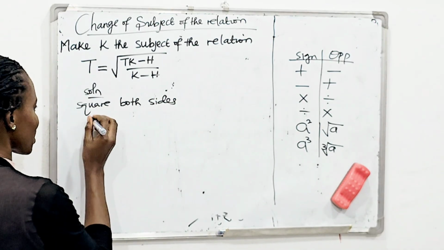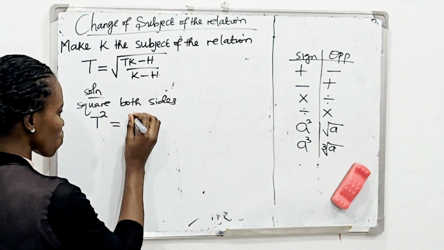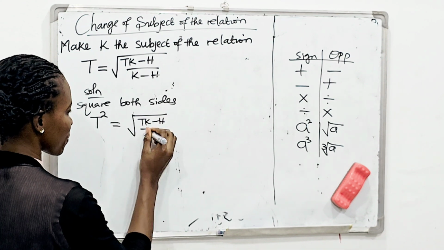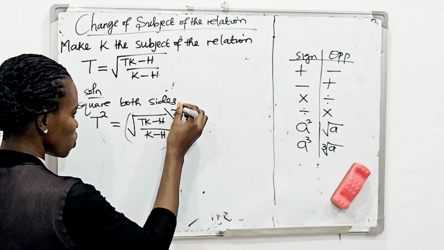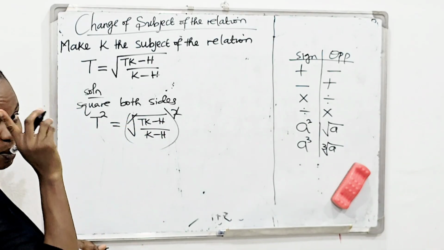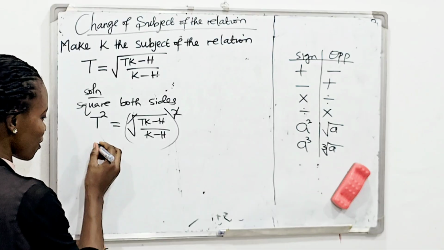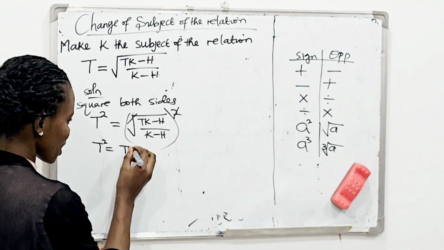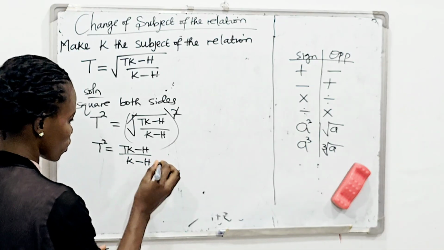So if I square both sides, I have t squared here. Okay. This one, if I square it, this square will knock off this square root. You remember in the previous video? So the square will knock off this square root. So I'm left with t squared is equal to tk minus h over k minus h.